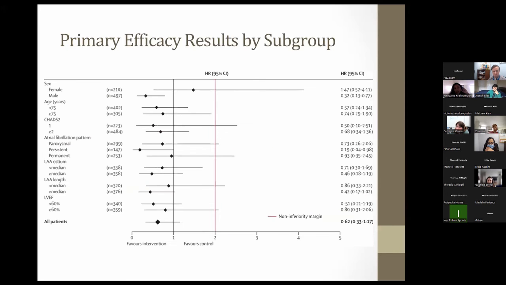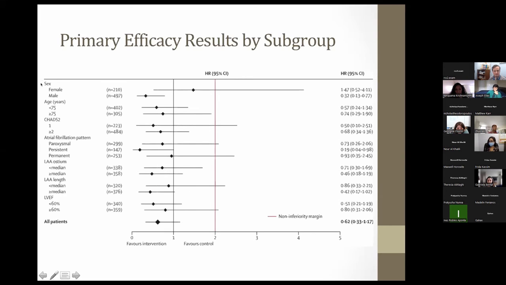Okay. So then they also looked at the primary efficacy results by subgroup. And I would really love it if somebody were able to share their thoughts about this. So we can just start off with a subgroup analysis by sex. So here you have 1, which is your relative risk of 1. Left to less than 1 would favor intervention, greater than 1 would favor control. And then here you have the big non-inferiority margin of 2, right?